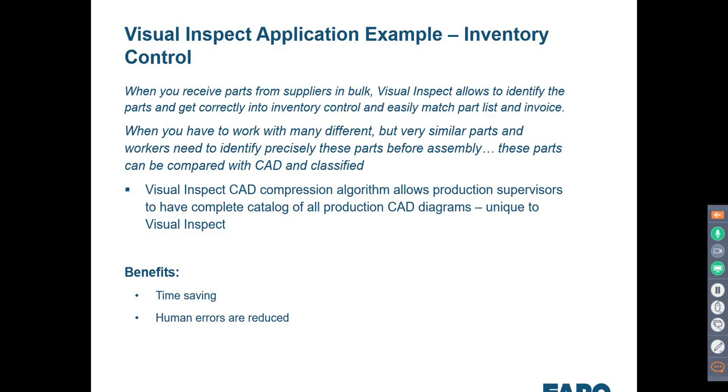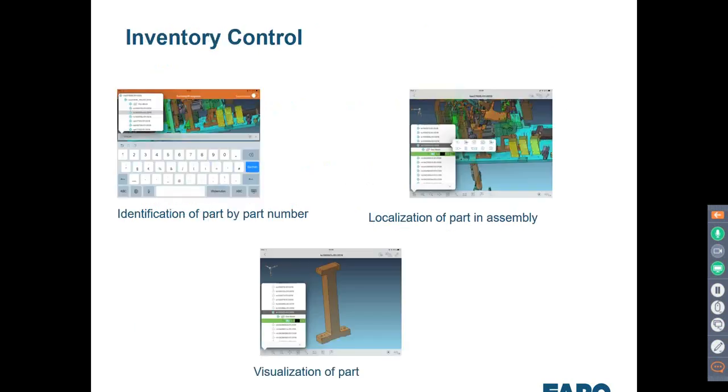And again, this is time savings. This is reduction of errors. This is compressing and streamlining your process. So we see this as another very valuable benefit relative to visual inspection. And here are some different areas where you would actually use that: ID of a part by the part number, localization of a part in the actual assembly. You can have a visualization or a view of the part, 2D or 3D.